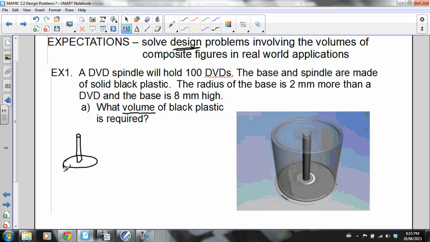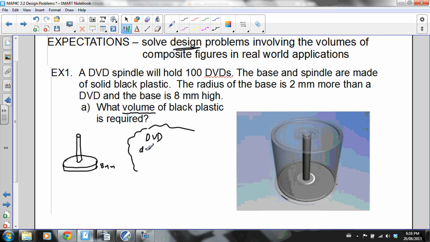Not much of this is given. The only thing that's given here is that this is 8 millimeters high. It also says the radius of the base is 2 millimeters more than a DVD. How much is a DVD? Well, we don't know. We're going to have to actually measure it, and you should go through this process of measuring. You will for the homework. But I made some measurements. You can check mine and argue with me later if you like.